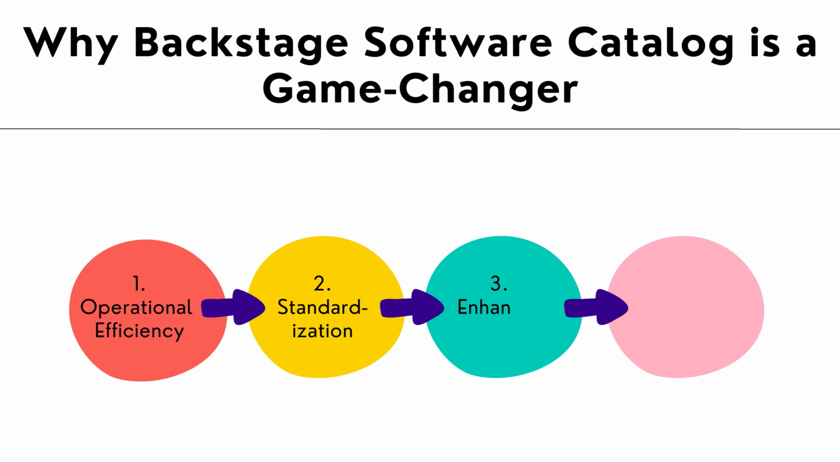The third reason is enhanced collaboration. By making ownership and metadata transparent, the software catalog encourages collaboration among teams. The fourth and final one is scalability. Designed to handle tens of thousands of components, it's built to scale as your organization grows.